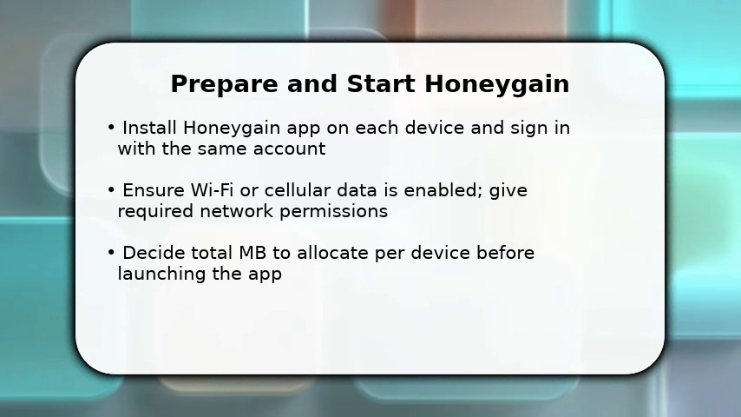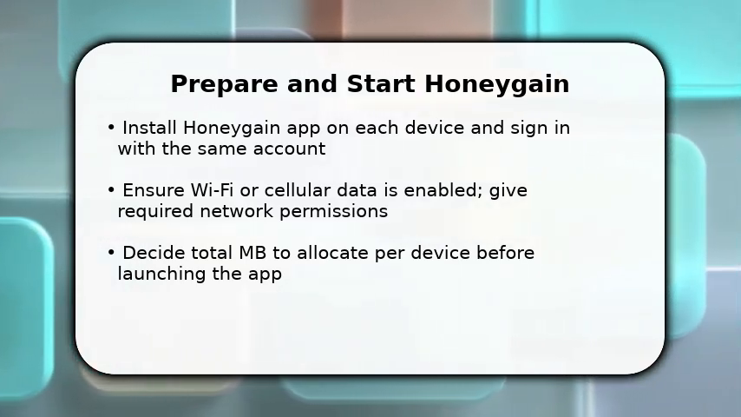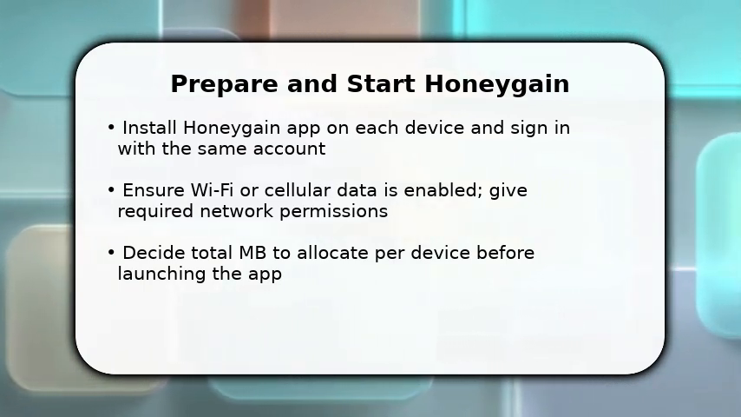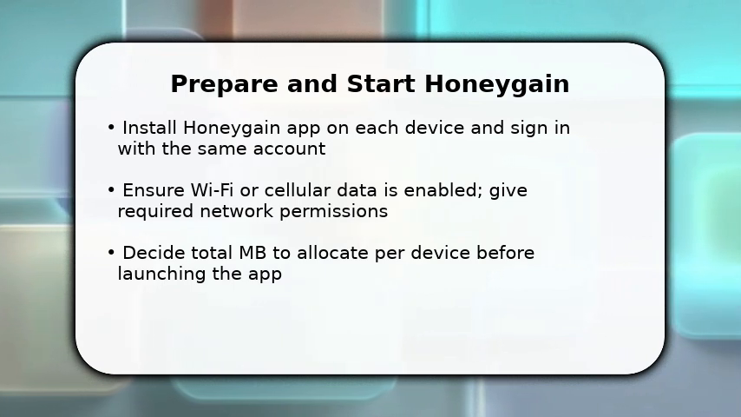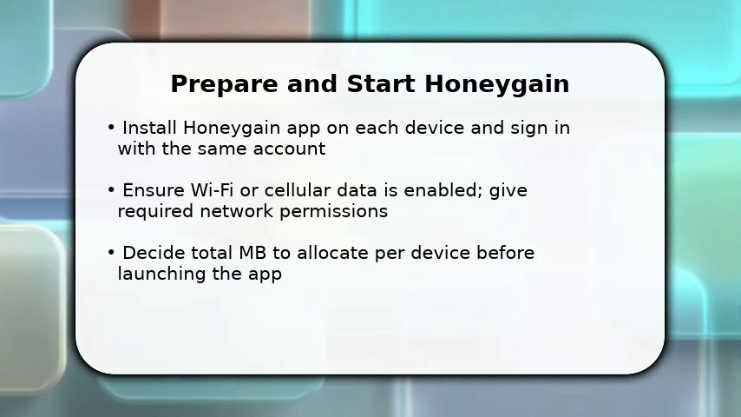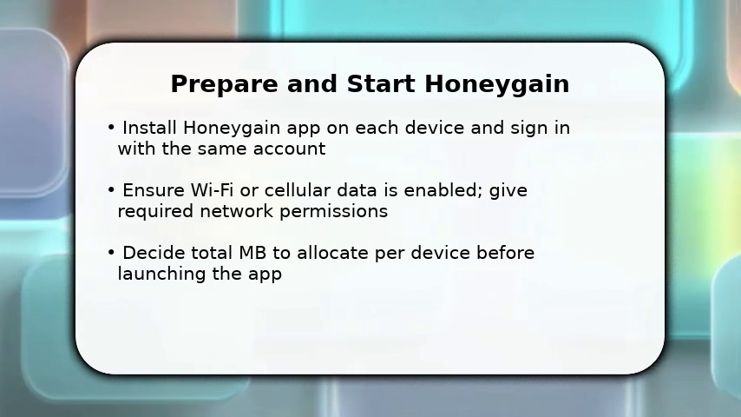You start by getting Honeygain running on the devices you plan to share from. Install the app, sign in, and grant network permissions so data can flow. Once done, pick how many megabytes you want available on each device. You're setting a budget for shared bandwidth. Make sure devices are on reliable networks and not in low data or restricted modes.